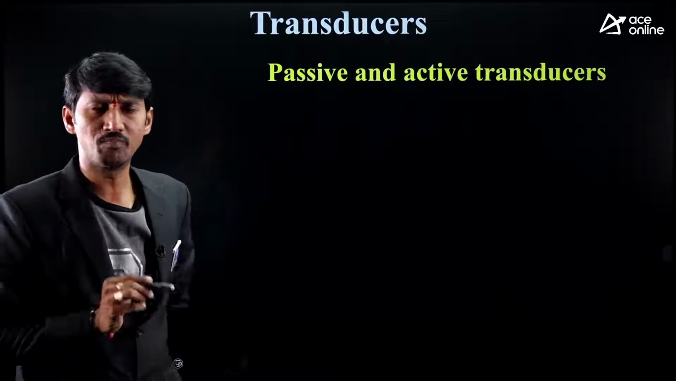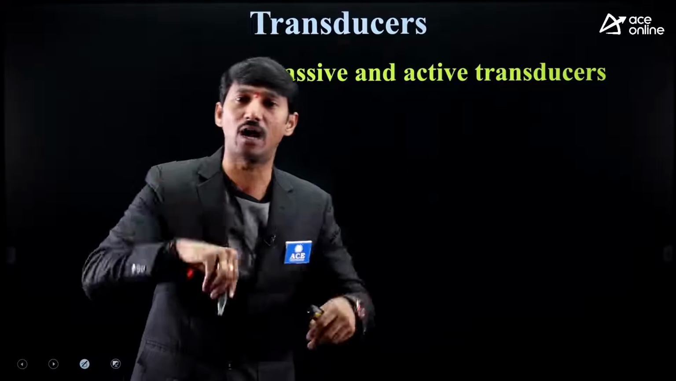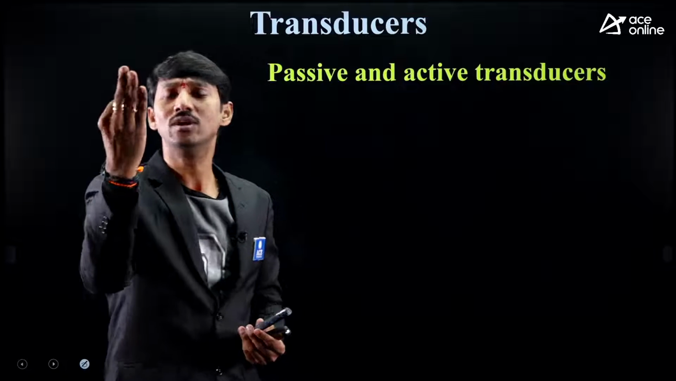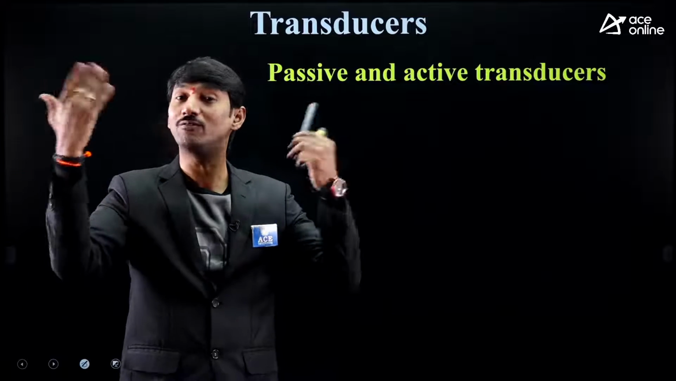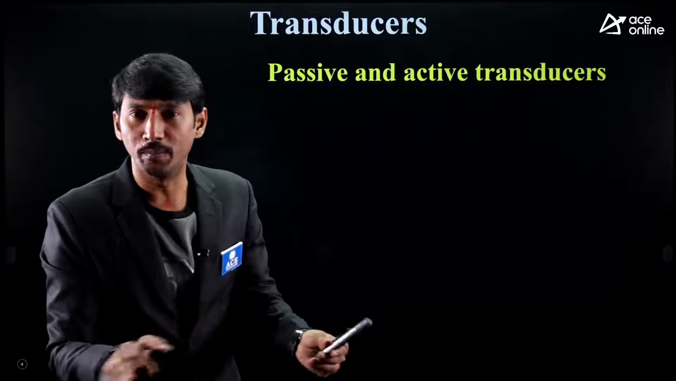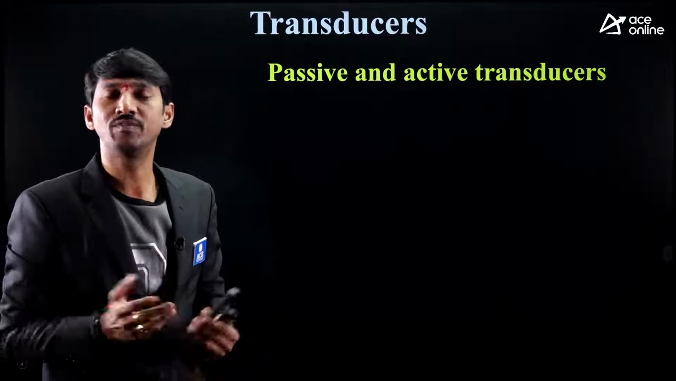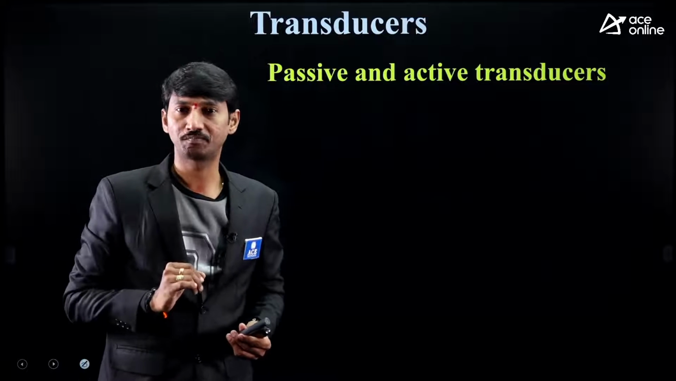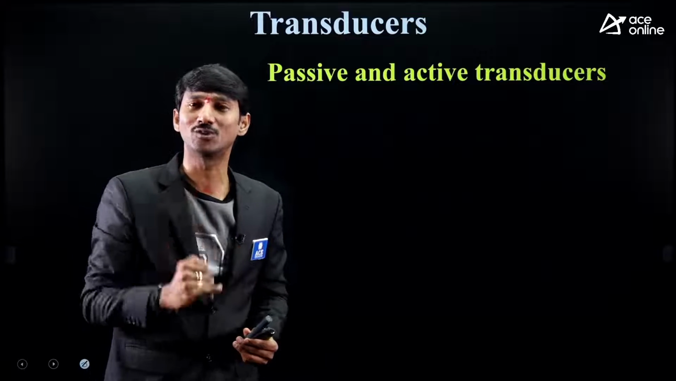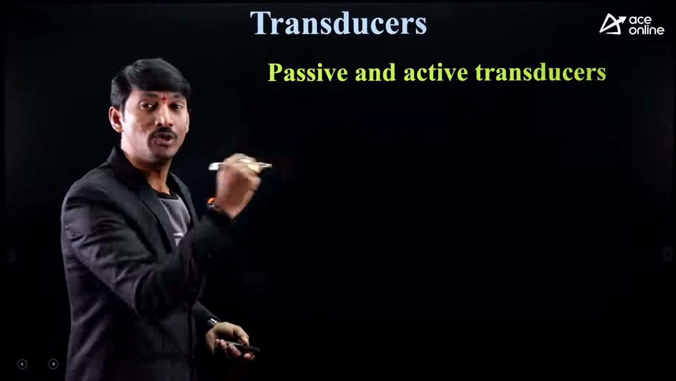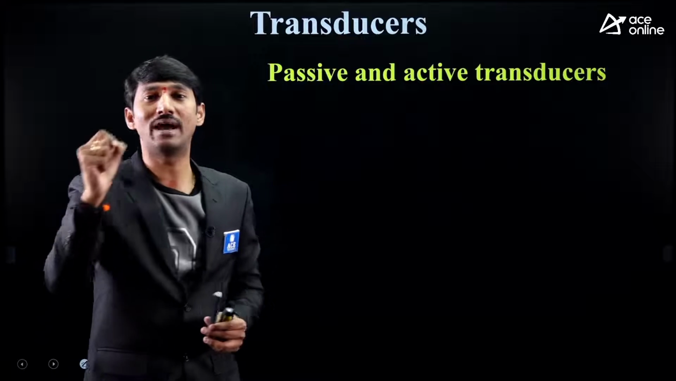Passive and active. This is very, very simple. Passive transducer means it requires an external power supply for its operation. Examples: resistive, inductive, capacitive. And active transducers have self-generating capacity. Therefore, they don't depend on an external power supply for their operation. Examples: thermocouple, solar cell, photovoltaic cell, and many others. Piezoelectric transducer also comes under active transducer only. You are going to get a question like, which of the following transducers is a passive transducer?